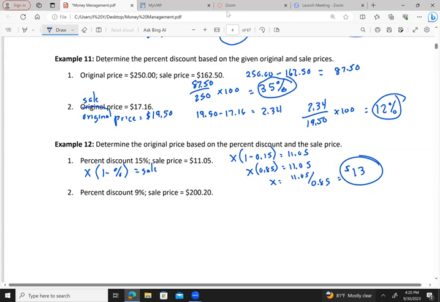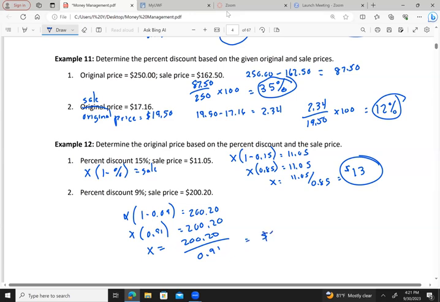Okay, using what we did there, our original price times 1 minus 0.09 equals $200.20. So this is 0.91 times X equals 200.20. X equals 200.20 over 0.91. And here we get $220.